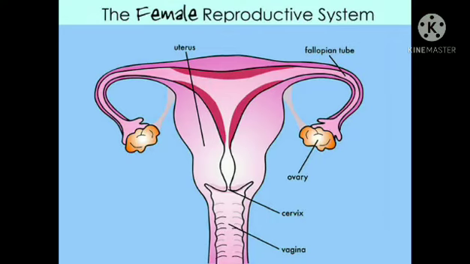Then the next one is the fallopian tube. The fallopian tubes are funnel shaped muscular tubes and join the uterus and the ovaries. So the role of the fallopian tube is to carry the ovum from the ovary to the uterus.